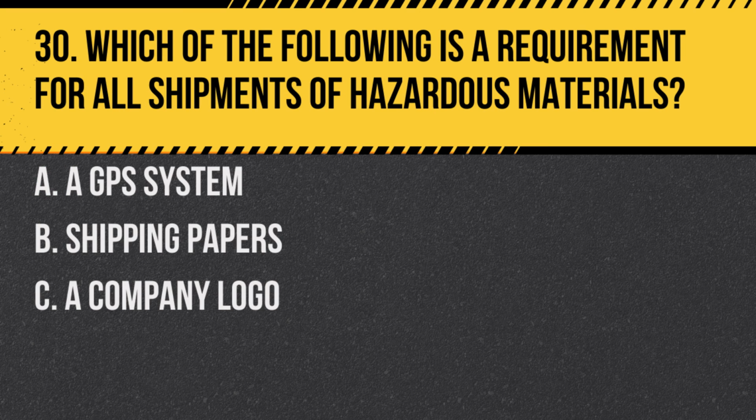Question 30. Which of the following is a requirement for all shipments of hazardous materials? A. A GPS system. B. Shipping papers. C. A company logo. Answer: B. Shipping papers. They provide essential information about the materials being transported.